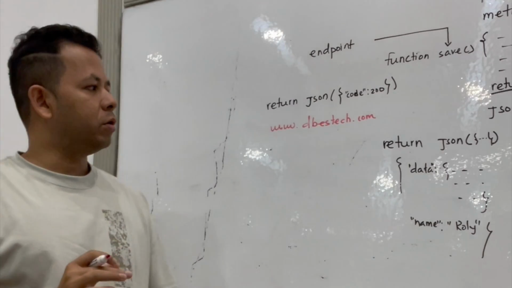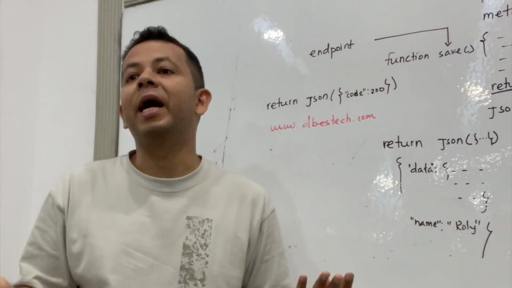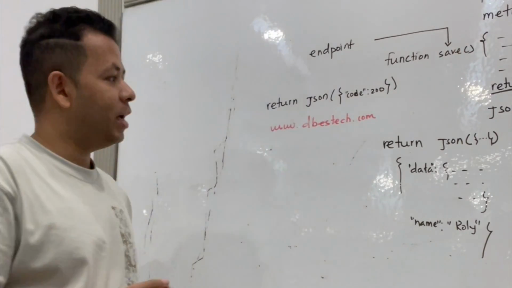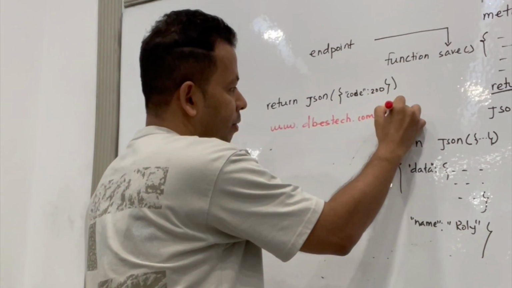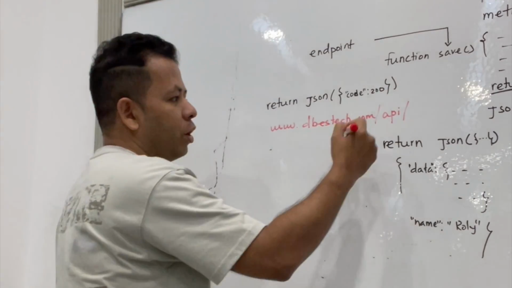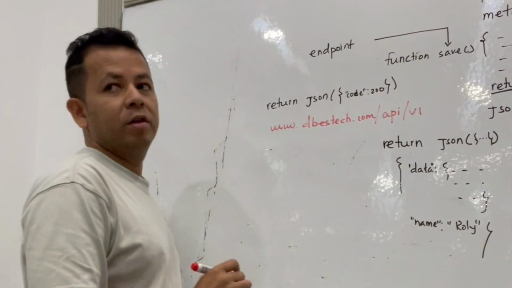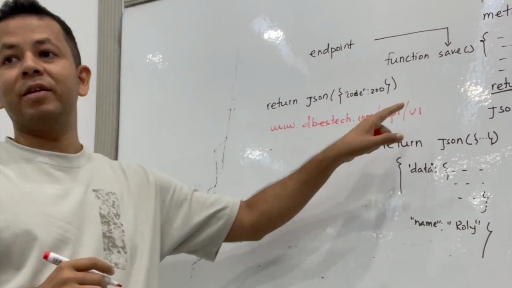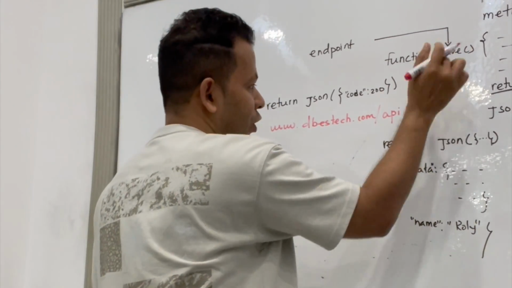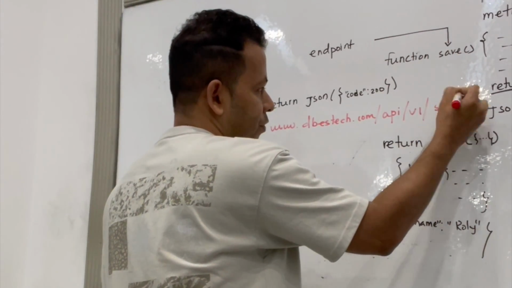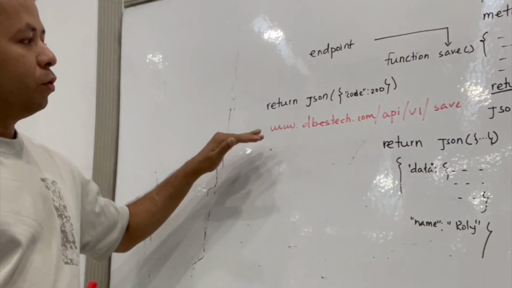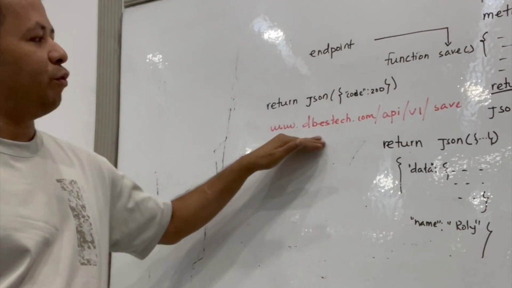In general, when we use an API, it has to have a URL like this, okay? And then most of the time it might have /API, and then we also have a version number, V for version, v1. After that we'll have the endpoint name, save. So that's how it works. In general, you visit an API in this format.